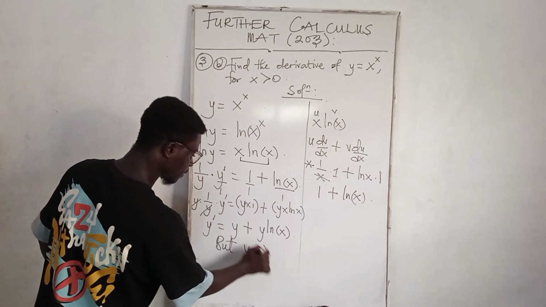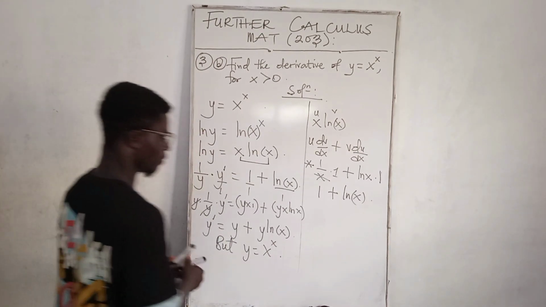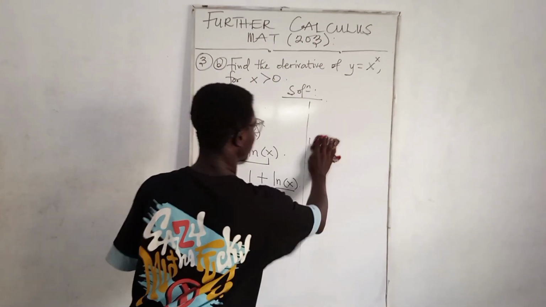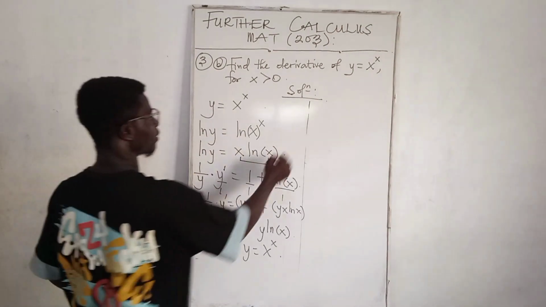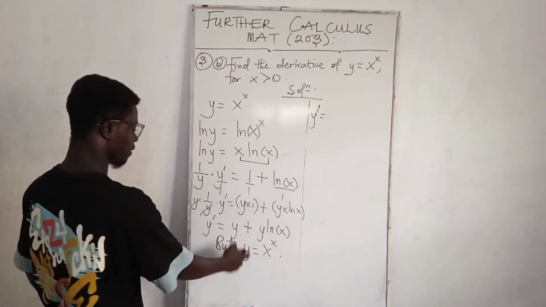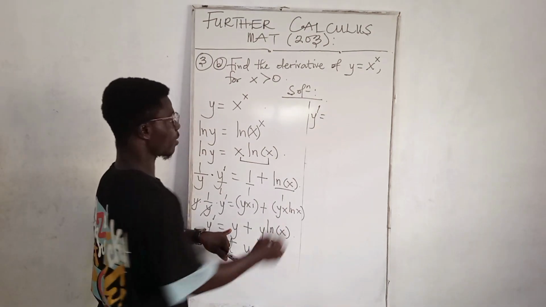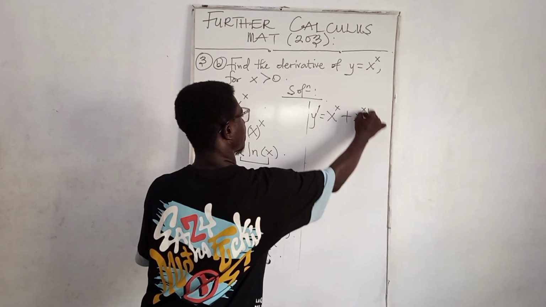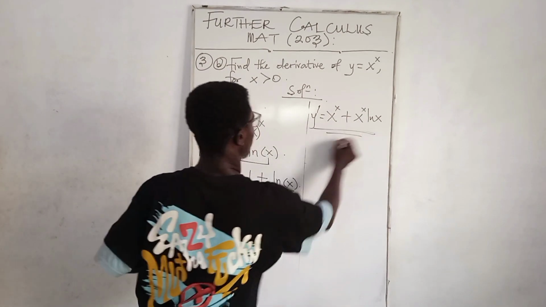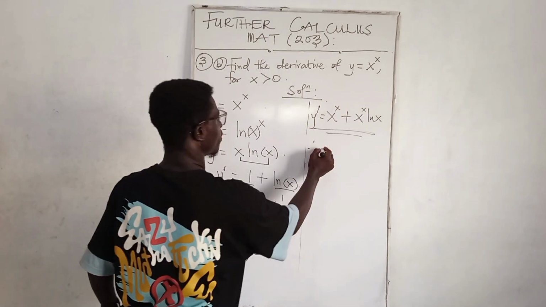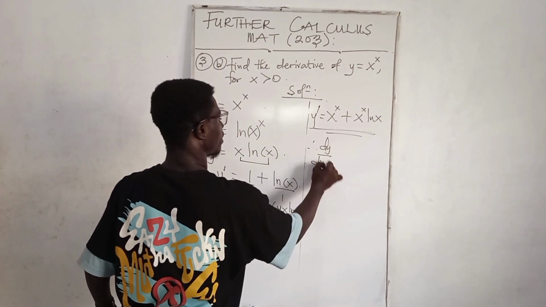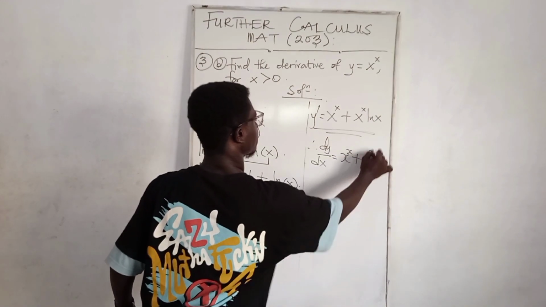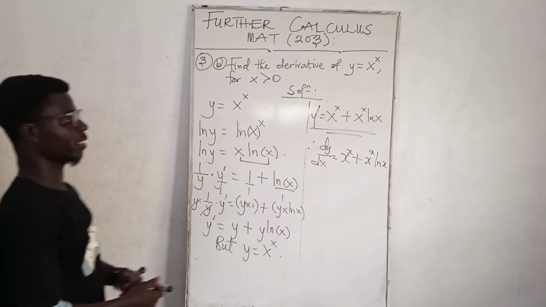But my y equals x to the power of x. So now let's see, x to the power x. So our y is x to the power x. So my y prime equals x to the power x, then plus x to the power x ln x. So therefore, dy with respect to dx equals x to the power x plus x to the power x ln x.